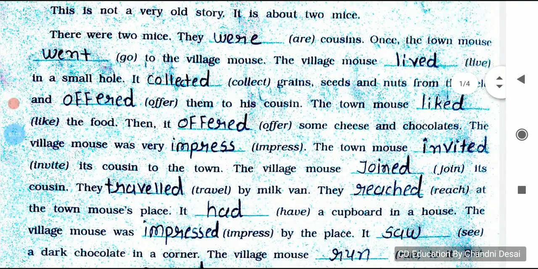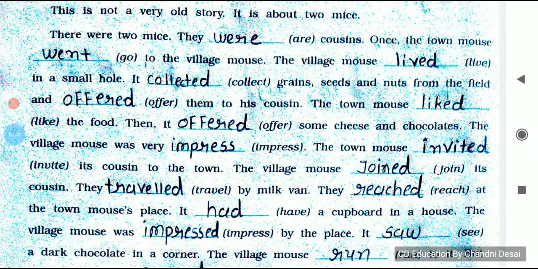The town mouse liked the food. Then it offered some cheese and chocolates. The village mouse was very impressed. The town mouse invited its cousin to the town. The village mouse joined its cousin. They traveled by milk wagon. They reached the town mouse's place.